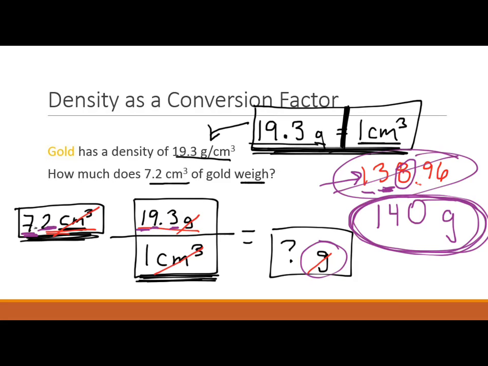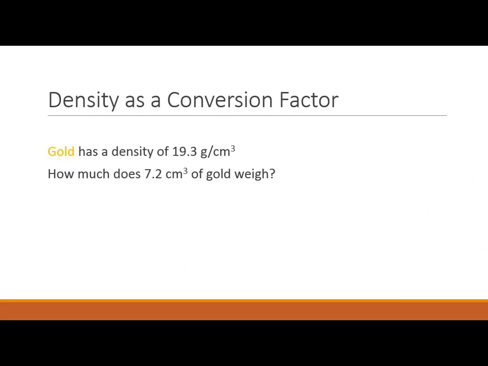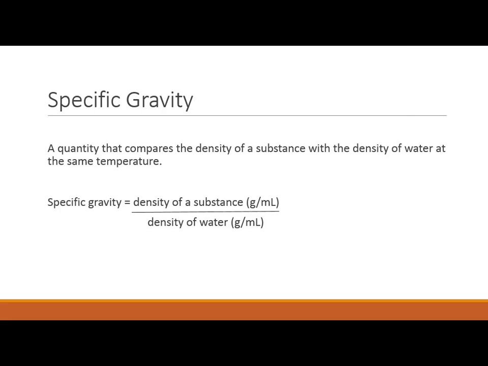Now the final thing that I just want to mention briefly, you won't be using this a lot in this course at all, but if you plan on going into a health profession, nursing or so forth, you might come across something known as specific gravity. So specific gravity is a quantity that compares the density of a substance with the density of water at the same temperature, which seems like a lot of words for something very simple. All it is, you're taking the density of your substance itself and then dividing it by the density of water.